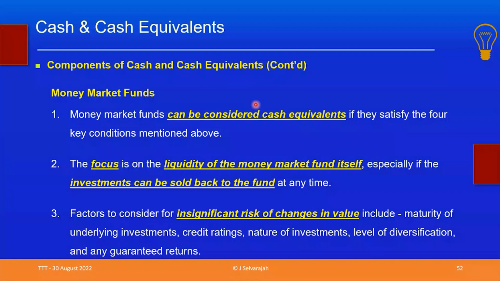Because whatever I earn out of it, you only take a minuscule amount as a bank. Relative to it, it is a minuscule amount. But if I don't agree to that, I'm not going to earn. So this is what we call the money market funds. Money market funds can be considered cash equivalent if they satisfy the four conditions that we talked about just now. So the focus is on the liquidity of the money market fund itself, especially that the investment can be sold back to the fund at any time. So money market, they may invest in a fund, that fund can be sold back and you get back the money.